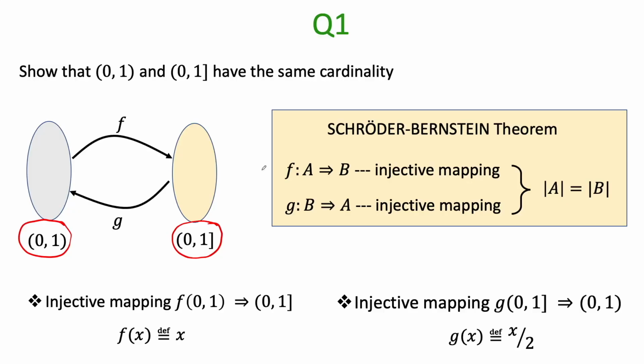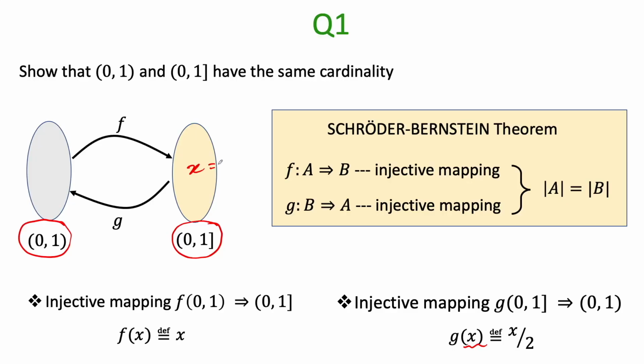Now, if I want to take the injective mapping in the reverse direction, then consider the injective mapping G defined to be x over 2. That means if you want to find the value of g of x, the output is x over 2. So if your x here is different from 1, then clearly that will fall in the range 0 to 1, excluding 0 and 1.